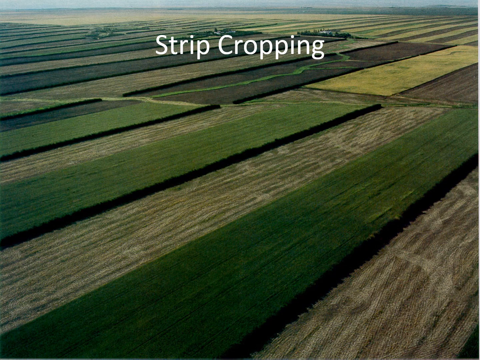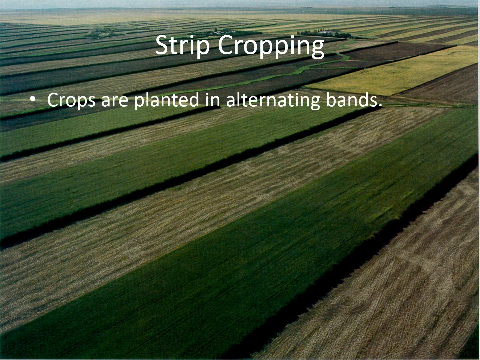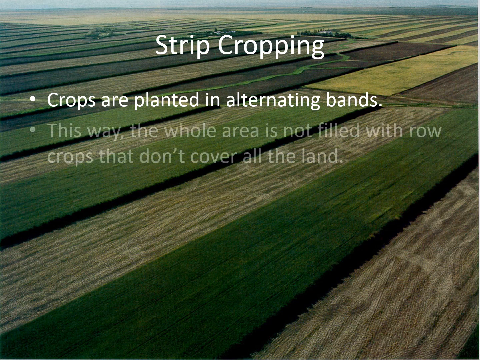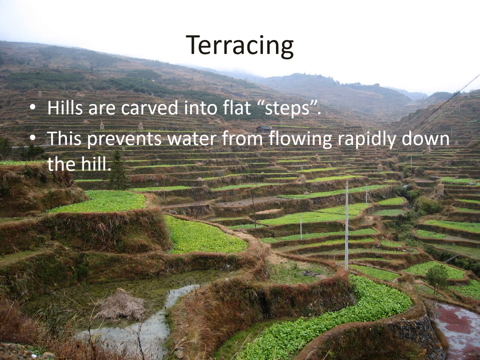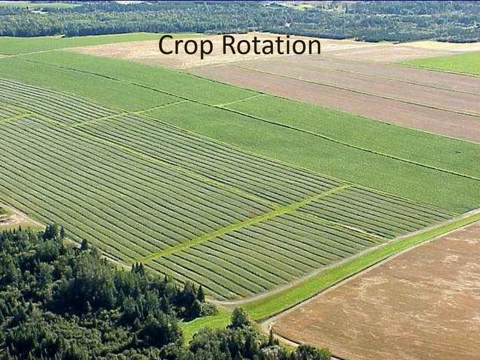Strip cropping is another way we can conserve soil. Strip cropping involves planting crops in alternating bands, and this way the whole area is not filled with row crops that don't cover all the land and conserve soil for future farming. Terracing is one way that areas that are very mountainous can still have crops form, and basically the hills are carved into flat steps and prevents water from flowing rapidly down the hill. It conserves the soil and allows for agriculture.